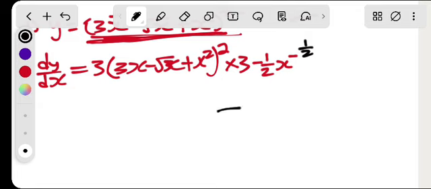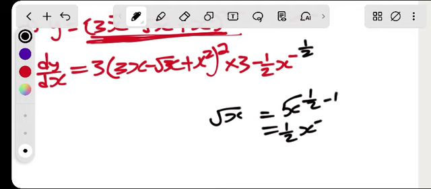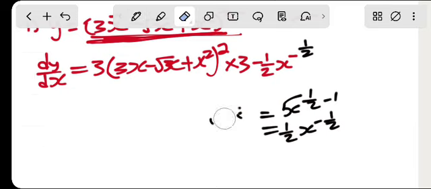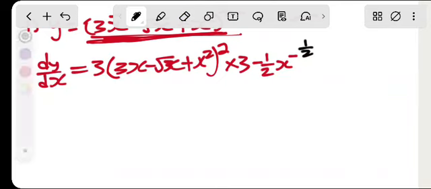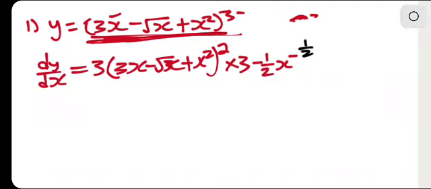Remember, the square root of x is the same as what? Can rewrite this to be x to the power of 1 over 2. You drop the exponent there, we'll have 1 over 2. Subtract 1, be negative 1 over 2. That is what I did there. So that is what you'll have there, guys. Then plus, again we have plus here, multiply by the derivative of that, which will be 2x. You subtract the exponents. So this is typically what?